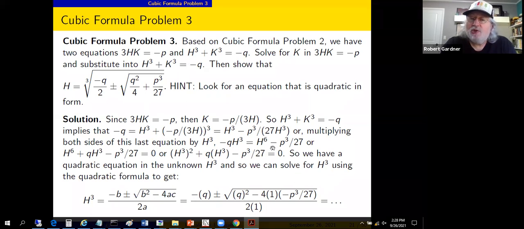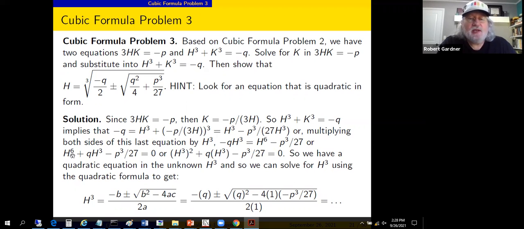It'll become a plus qh cubed, and then we have the minus p cubed over 27. We brought everything to one side of the equation. The other side will be 0. That we can solve. But it takes a trick.